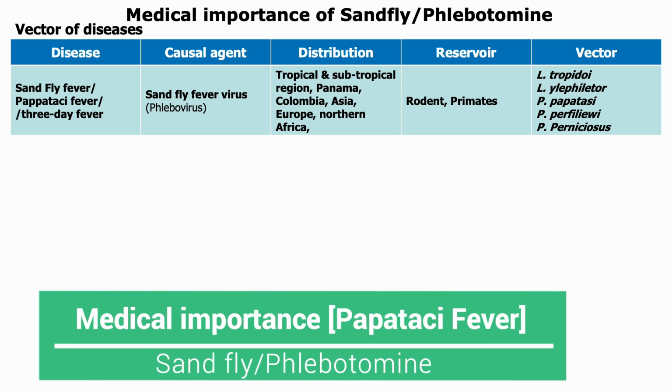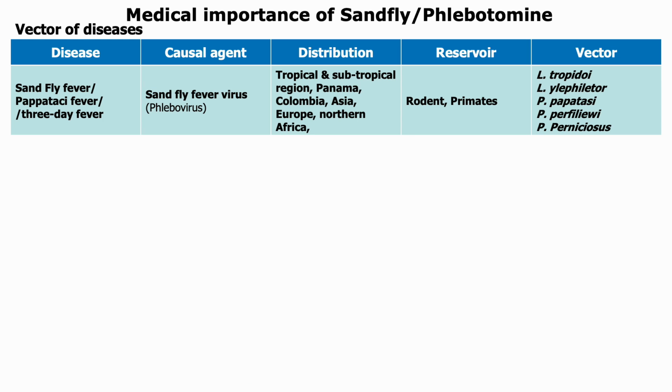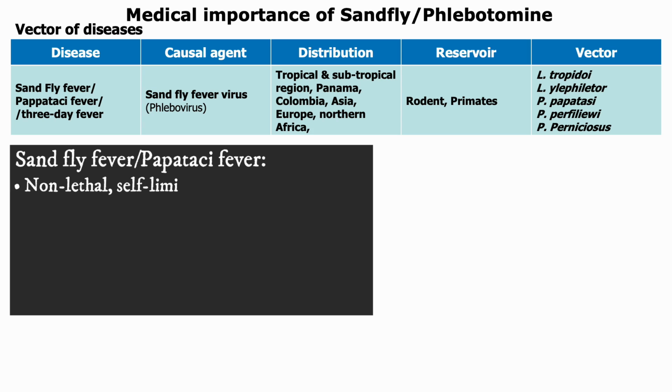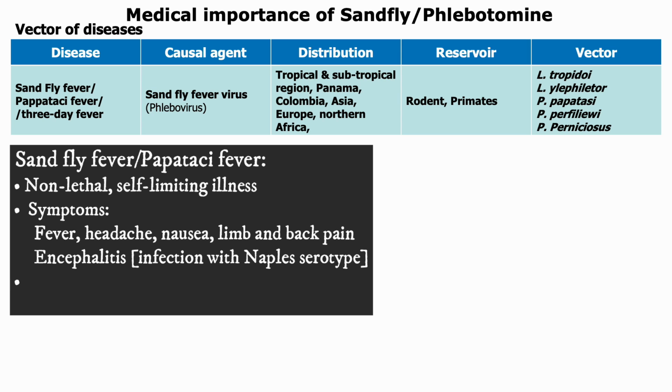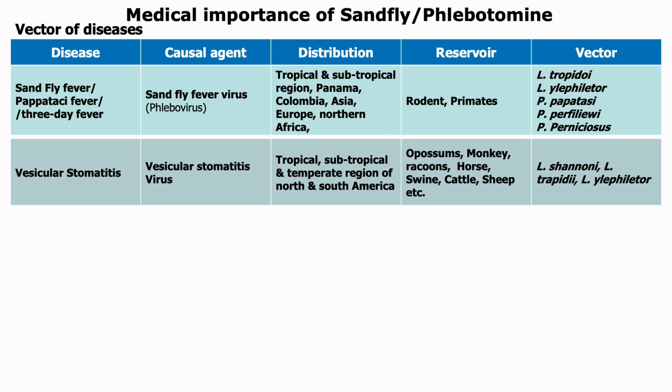Sandflies act as the vector of sandfly fever virus, a phlebovirus. It causes sandfly fever or Papataci fever, which is a non-lethal, self-limiting illness of usually 3 days duration. The disease is characterized by fever, headache, nausea, limb and back pain. Encephalitis may also occur in infection with Naples serotype of this virus. Rodents and primates act as the reservoir of this infection.